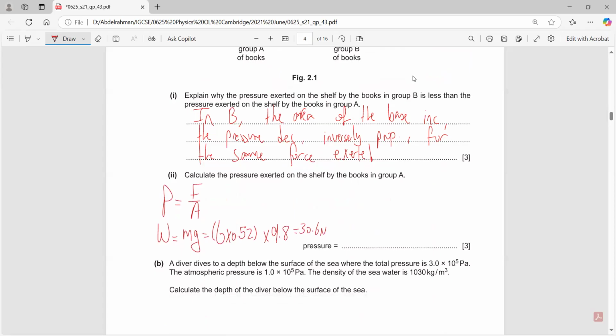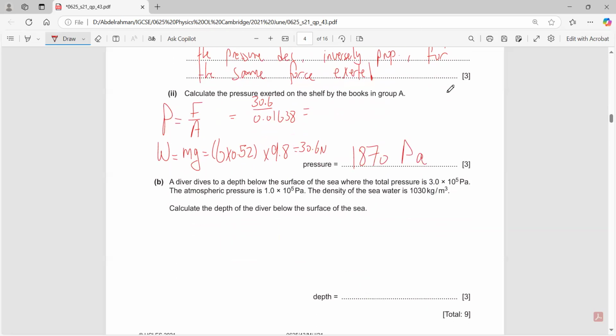So you have the weight, the force, and the area. It's 30.6 divided by 0.01638. That would give you a total pressure of 1868. You can just write it down as 1870 pascals. I know the numbers are a bit tricky, but again, this is variant 3. Variant 3 questions are about being tricky. It's not that difficult, it's just about being a little bit more tricky.